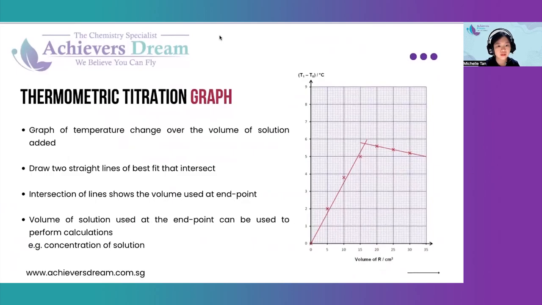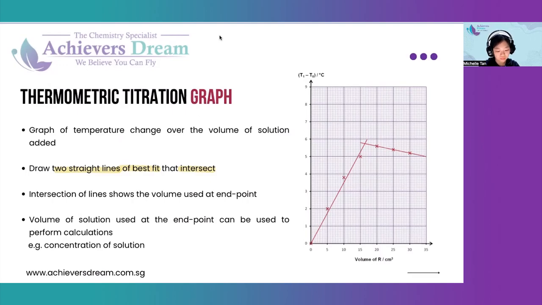So for a graph, this is what a graph for a thermometric titration would typically be expected to look like. We have a graph of total change in temperature over the volume of our titrant that has been added from the burette. After plotting all of our data points, we will be expected to draw two straight lines of best fit, and these would be expected to intersect, as we can see in the example on the right.